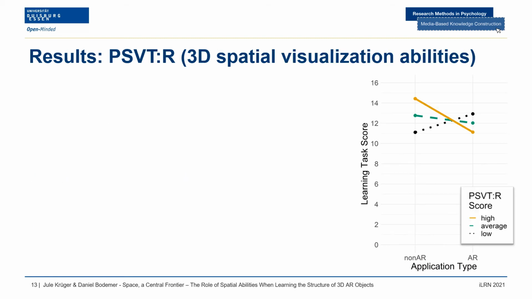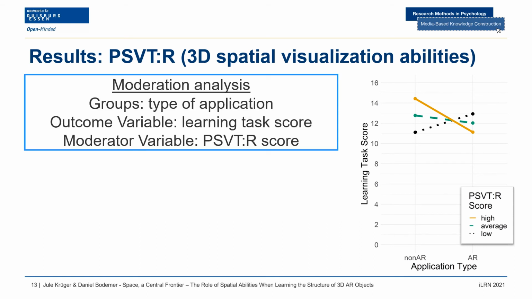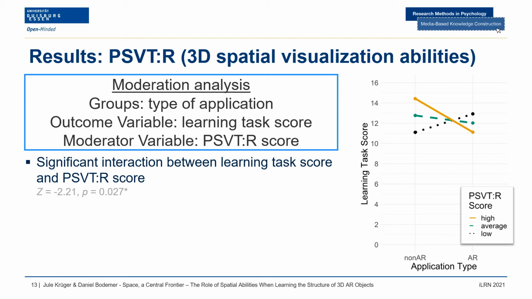In order to see how the PSVTR score and thus 3D spatial visualization abilities had an influence on the relationship between the type of application and achievement, moderation analyses were executed. While no significant interaction was found concerning knowledge test score, a significant interaction was found concerning learning task score.